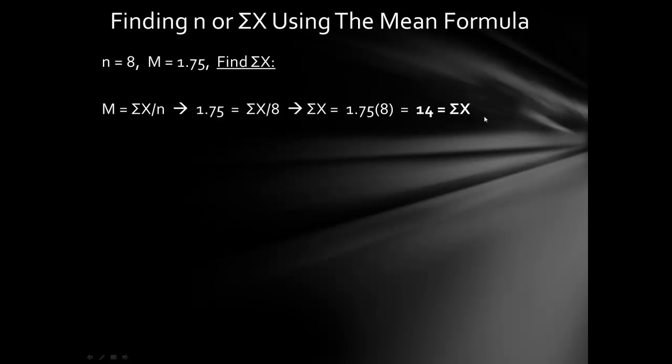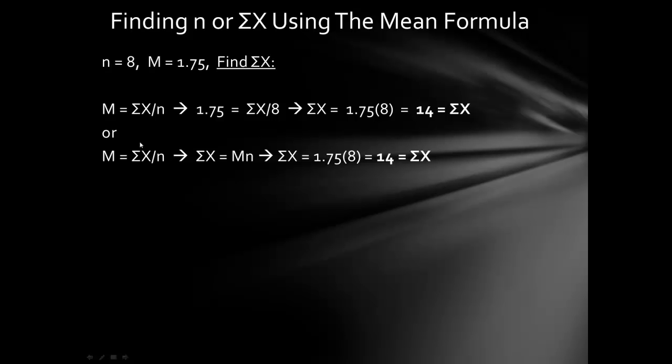Now, if you're more comfortable with using a formula that you can solve with instead of this process, then I'll show you how you can derive a formula for the sum of x using the mean formula. So you start off with mean equals the sum of x divided by n, and then without replacing any of the variables with numbers, we can just multiply both sides by n, and we end up with the sum of x equals mn.